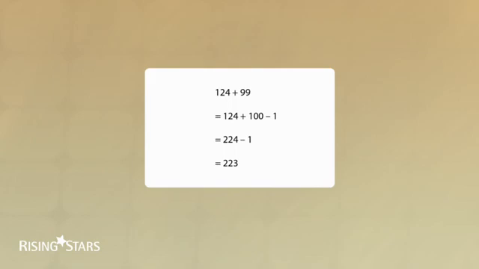For example, 124 add 99 can be adjusted to 124 add 100 subtract 1. The aim is to enable your children to use this strategy mentally. But of course, you could begin by exploring it with concrete or pictorial representations.